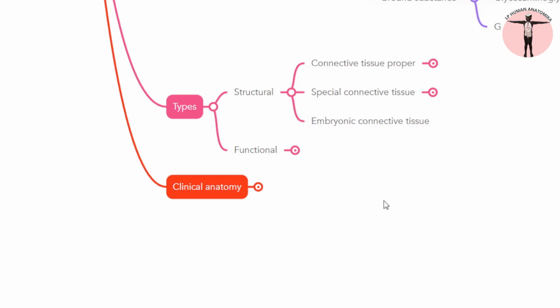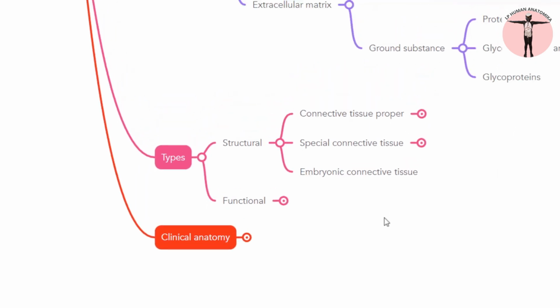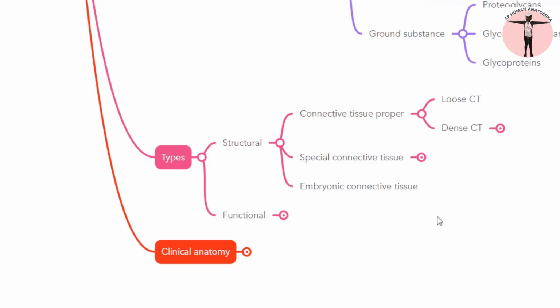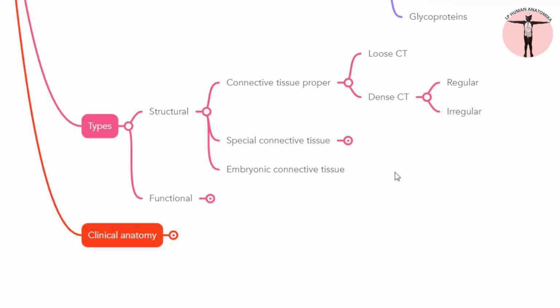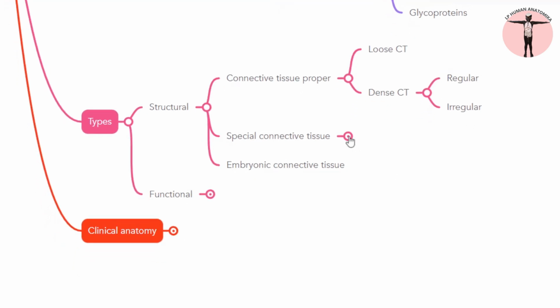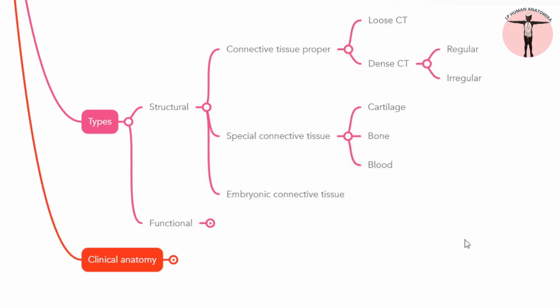Under the structural, it is classified into the connective tissue proper, which is further classified as loose connective tissue and dense connective tissue. The dense connective tissue is subclassified depending upon the arrangement of the fibers as regular and irregular connective tissue. Then the second type of structural classification is special connective tissue.